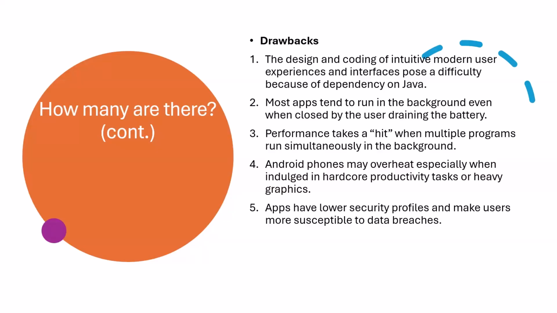They overheat sometimes. In particular, I've discovered when you have GPS active, that radio can heat the phone up quite a bit. And the security profiles of most apps, because anybody can write an Android app, are a little bit more susceptible to data breaches.